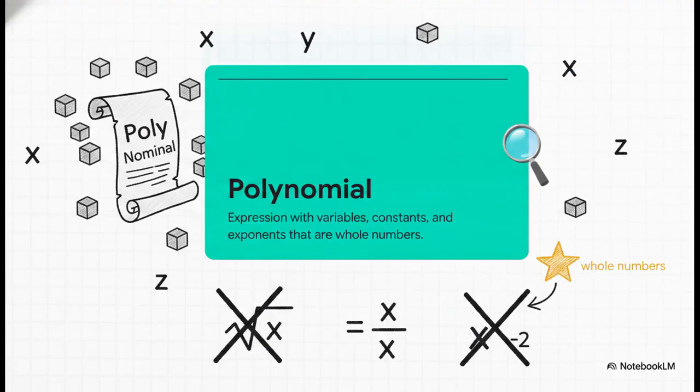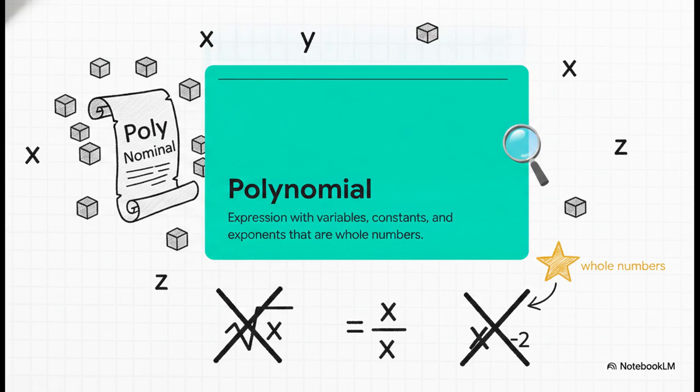So what actually is a polynomial? Well, the name itself kinda gives it away. It comes from the Greek poly meaning many and nominal meaning terms. Basically, it's an algebraic expression made up of variables, constants, and exponents. But listen up, because here is the absolute golden rule. The powers of your variables must be whole numbers. I'm talking non-negative integers only.